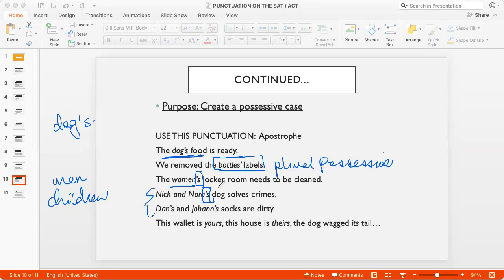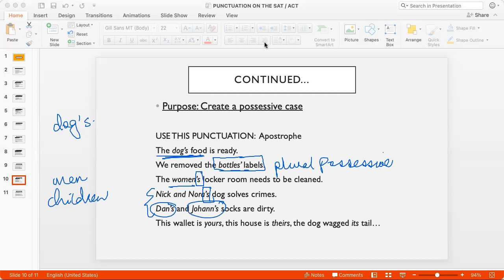But if I say Dan's and Johan's socks are dirty, then I'm trying to say, obviously they have their own pairs of socks, right? They don't share socks. So I'm saying Dan's socks are dirty and Johan's socks are dirty. So when the possession is individual, I would put apostrophe S with every subject. But when it is joint, I'll only put it with the last subject.